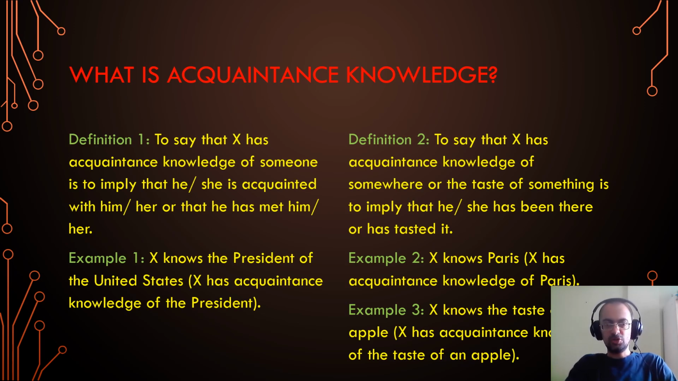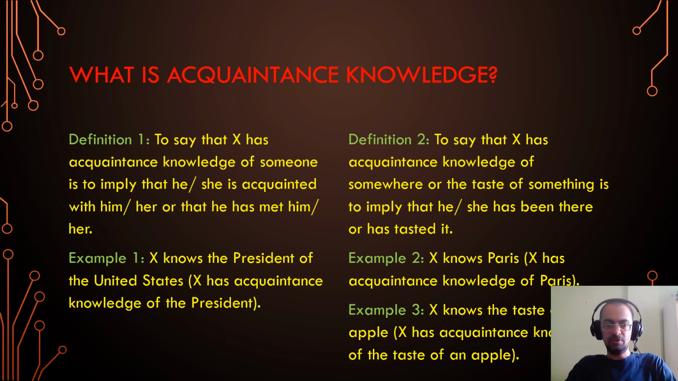And our next question: what is acquaintance knowledge? As we mentioned before, it is the second type of knowledge. And in order to understand the meaning of this knowledge, we can use two definitions here. Definition 1: to say that X has acquaintance knowledge of someone is to imply that he is acquainted with him or that he has met him. It is somehow related to first-hand experience.